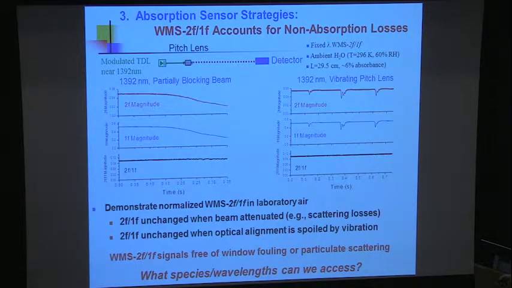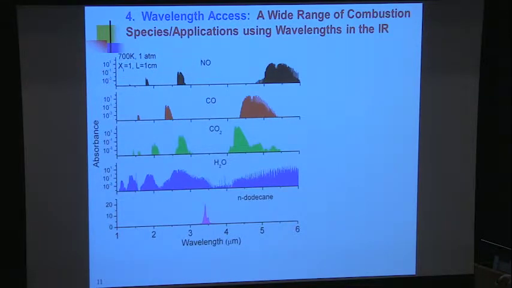So you might ask, well, gee, this looks pretty good. What species and wavelengths can we deal with here? Well, let's look at the combustion species. So nitric oxide, this is wavelength now out to 6 microns. The vertical axis are the line strengths or the absorbances for fixed temperature, pressure, mole fraction, and length. So basically your fixed conditions. And these are the absorbances.